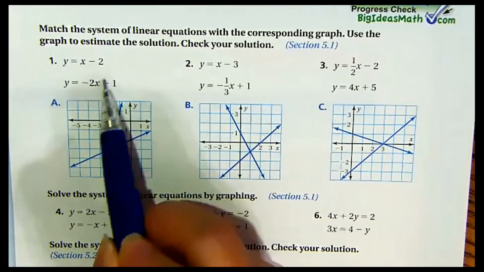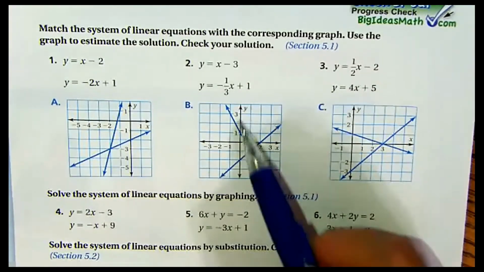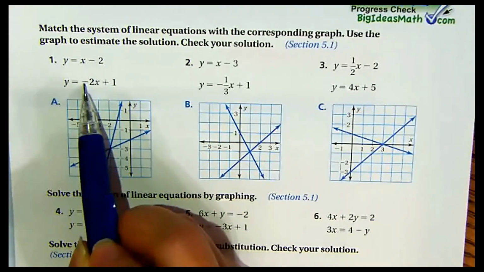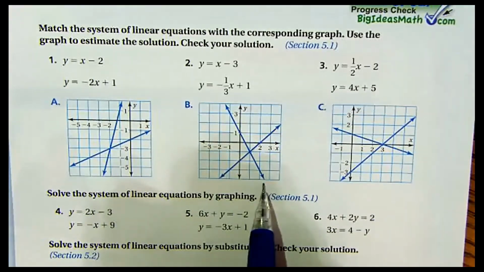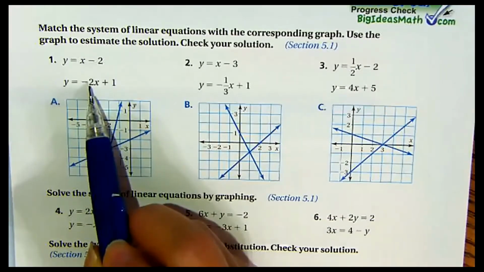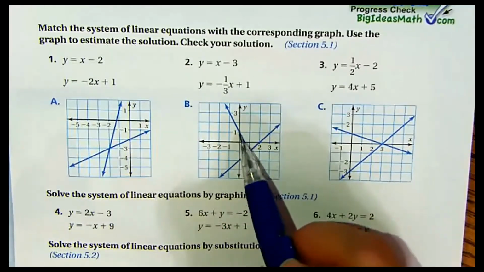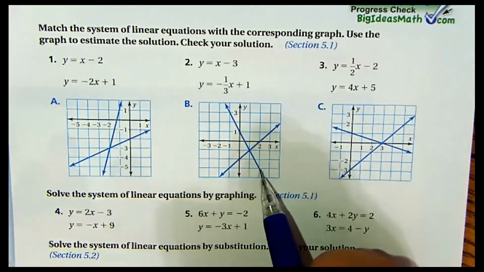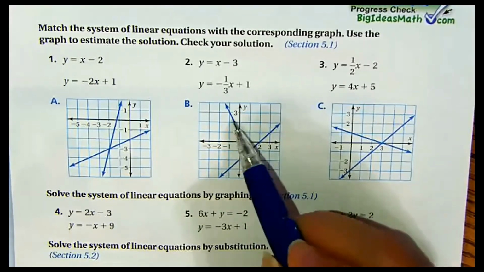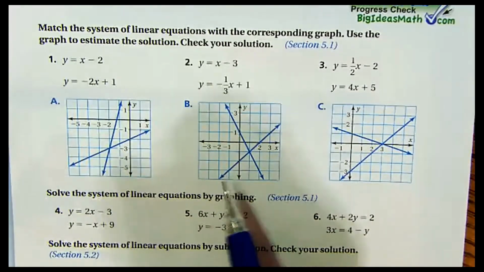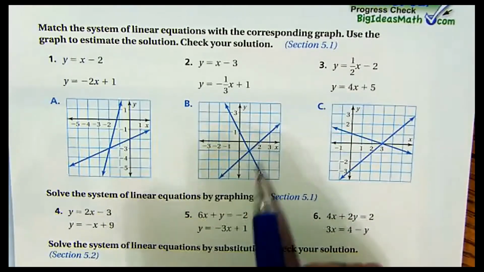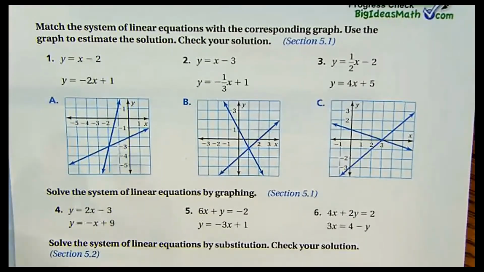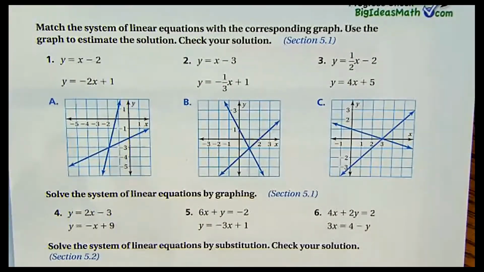Now let's check the second one just to make sure. My y-intercept is +1. My slope is negative, which means it's going down, and we're going to go down 2 over 1. Okay, this line matches this equation. So graph B corresponds to problem 1. That's how you're going to do numbers 1 through 3.